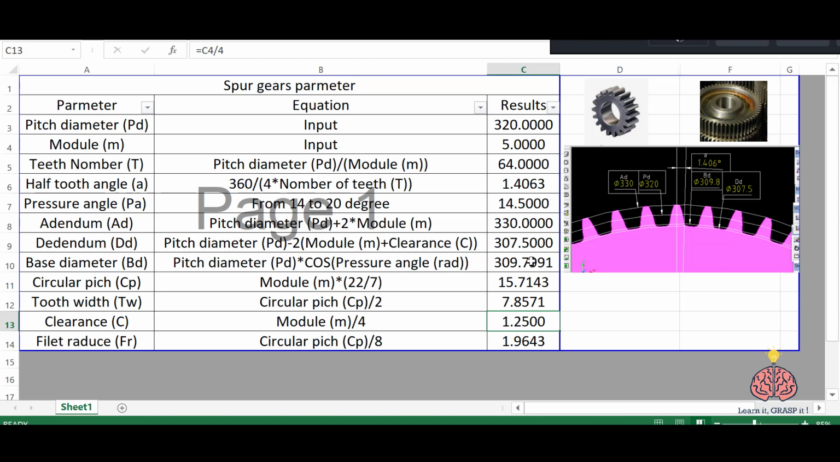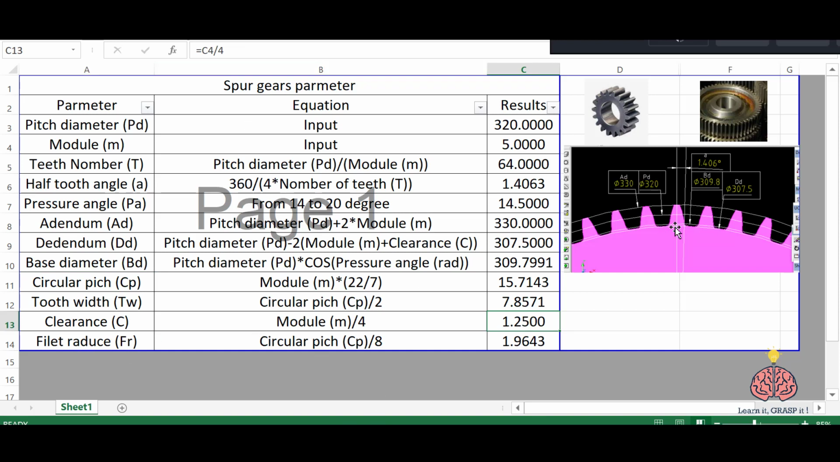Then we calculate here by equation the circular pitch. We calculate the base diameter, BD. The circular pitch equals module multiplied by 22 divided by 7, which is pi. It equals 15.714. Then circular pitch divided by 2 to check our tooth width, whether it is reasonable or not. The clearance equals C4 divided by 4. C4 is the module. This is the equation.